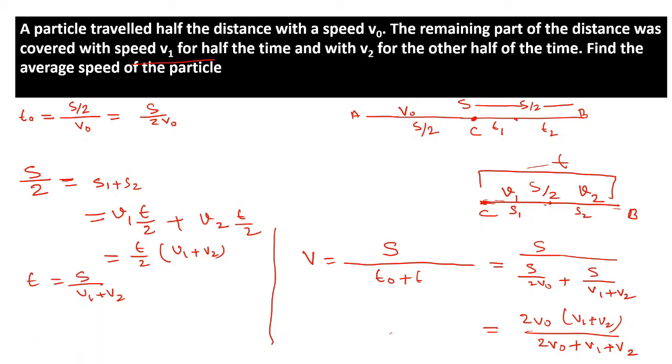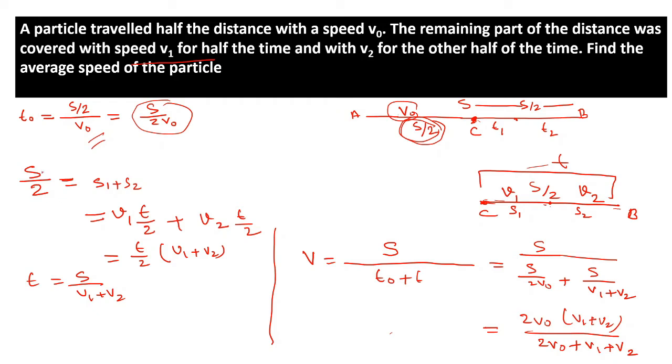Look, the particle is moving from A to B, right? Half of the distance it has moved with speed V naught. Total distance is S, so half of the distance will be S by 2. Then how much time has been taken? Time is distance by speed, and the speed is V naught, so the time will be S by 2 V naught.